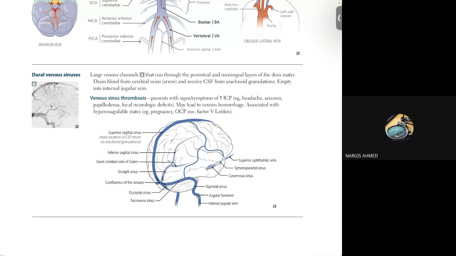Yes. Factor V Leiden mutation. If you guys remember, protein C and protein S normally inhibit factor V. If you have a mutation of factor V, it won't be inhibited by protein C and S, and that's going to lead to a hypercoagulable state, right? We did it in detail.